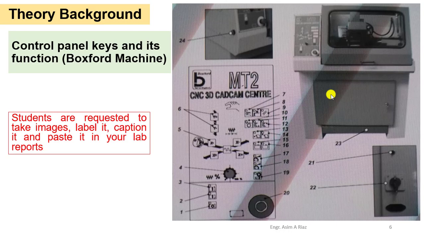If you want to increase or decrease the speed, you can do so by using this knob, which can increase or decrease the speed in increments of 10. So this knob is used to control the feed motion in X and Z direction.